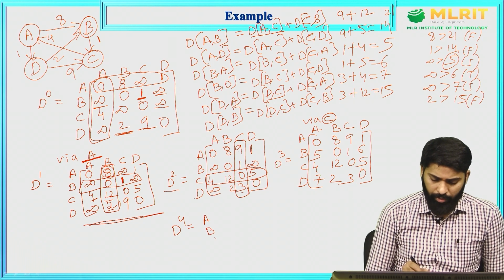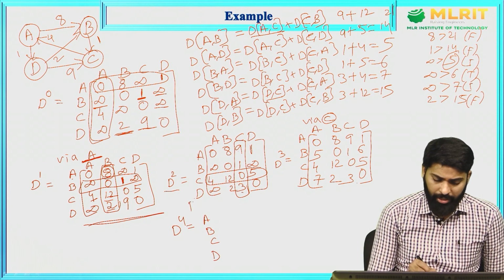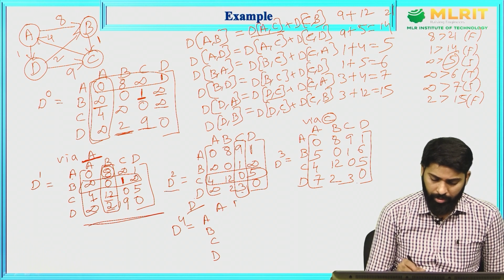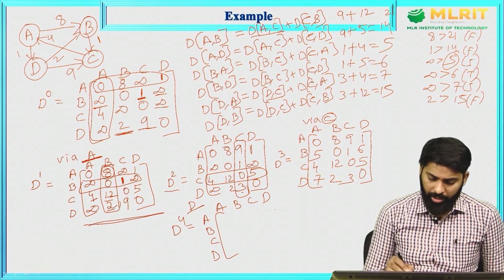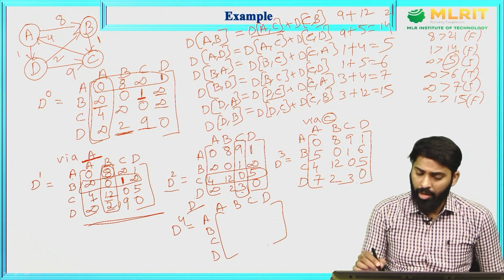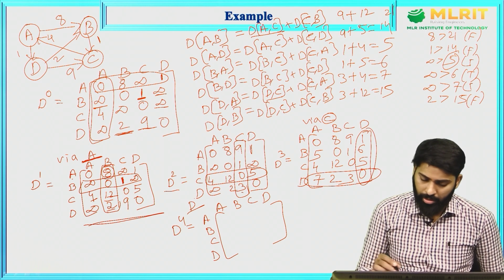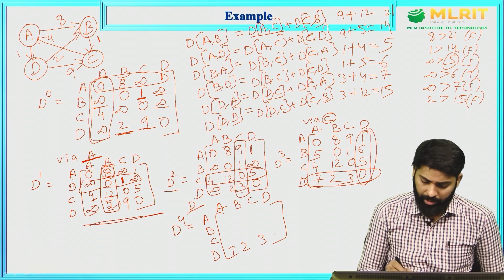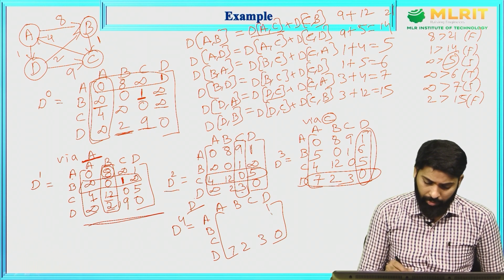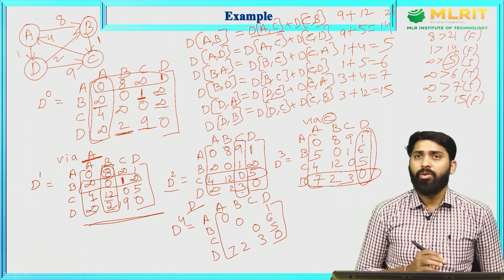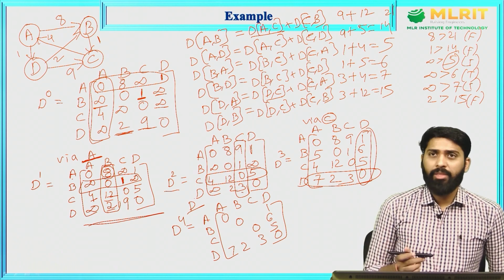In this D4, the via vertex is D. The input is D3. So all the entries belong to D. We first write 7, 2, 3, 0. Vertical 1, 6, 5. Diagonal values are zeros. Okay. So now we are going to find the remaining entries.